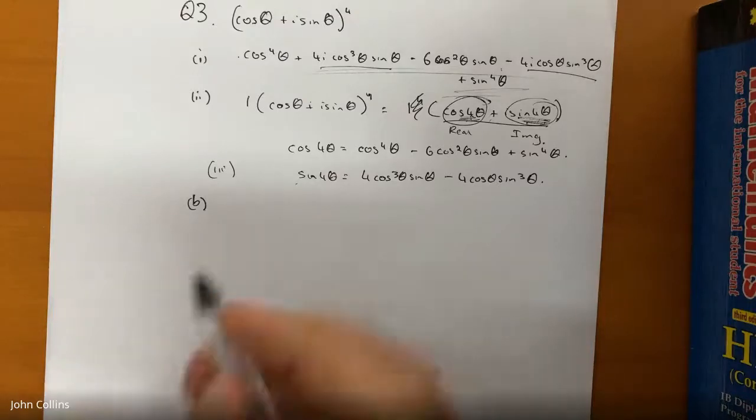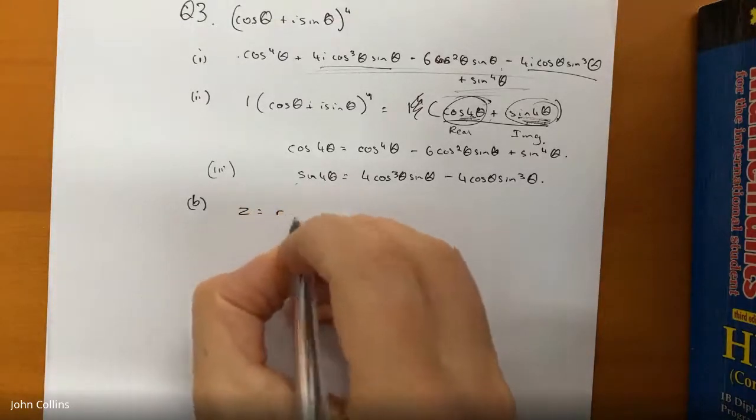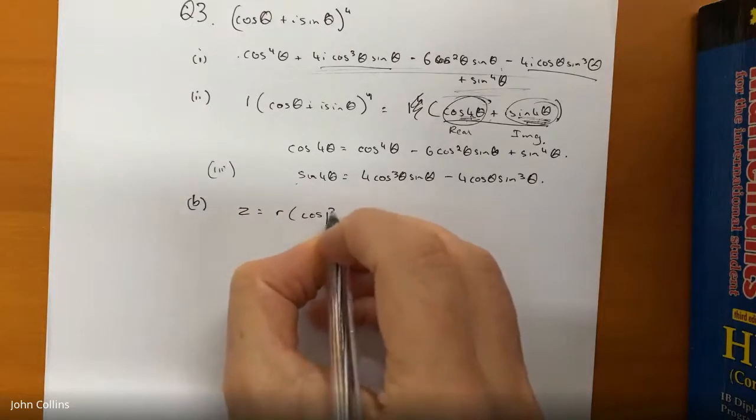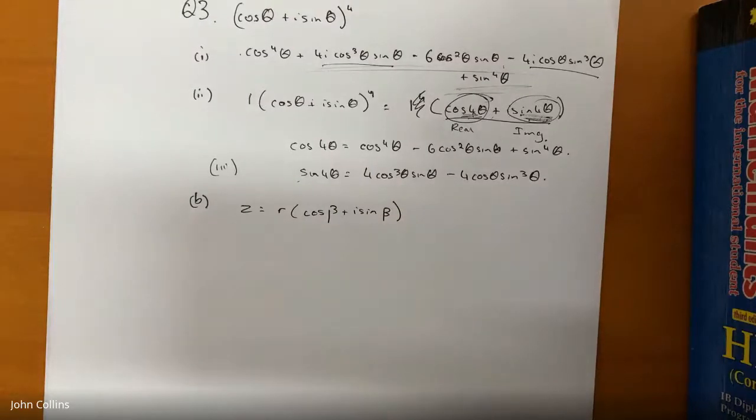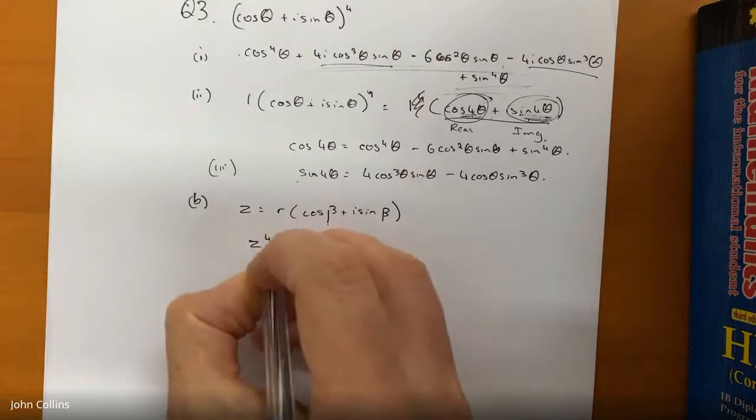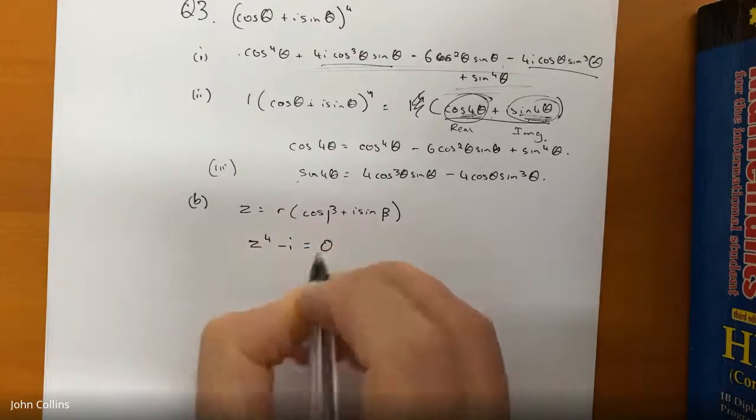For part B, they said let z equal this. Okay, so I will. Then what do they say? Beta is in degrees. Awesome. Let z to the 4 minus i, where beta is a solution. Okay, so it is a solution which has the smallest positive argument. Find the modulus and argument of z. Okay, so let's look at this. z to the 4 minus i equals 0. Okay.